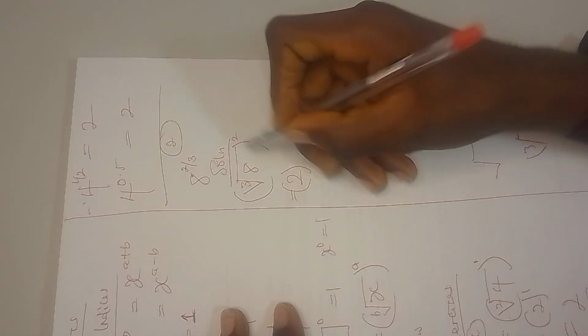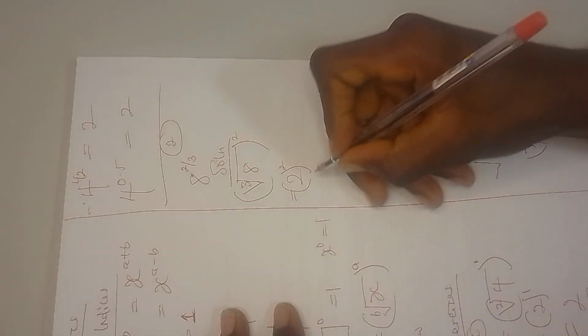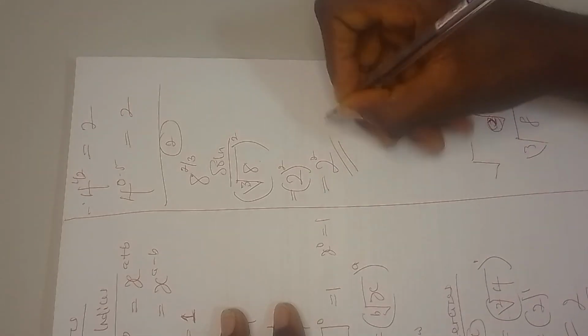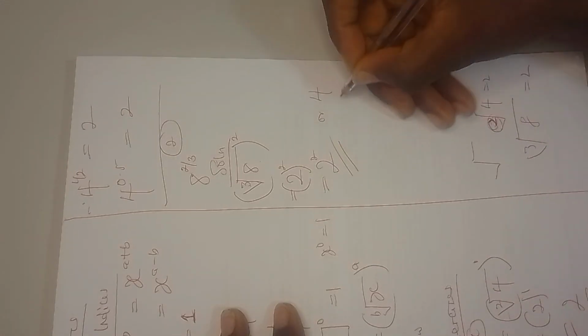But don't forget, there's a power outside. So the final answer is 2 raised to the power of 2. If you are leaving your answer in index form, this is what it will be. If you are writing your answer as a whole number, this is what it will be.